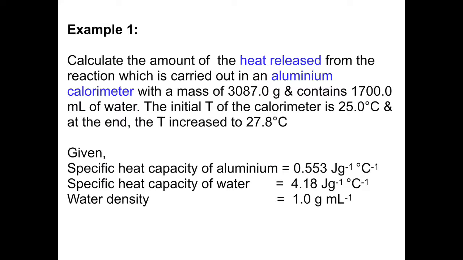Example 1. Calculate the amount of heat released from the reaction which is carried out in an aluminium calorimeter with a mass of 3087 gram and contains 1700 milliliter of water. The initial temperature of the calorimeter is 25 degrees Celsius, and at the end the temperature increased to 27.8 degrees Celsius. Given the specific heat capacity of aluminium, water, and water density.